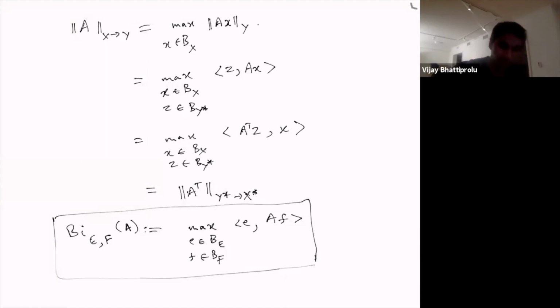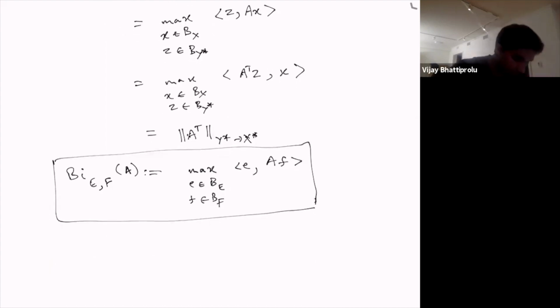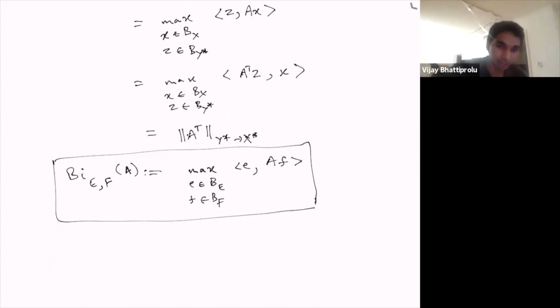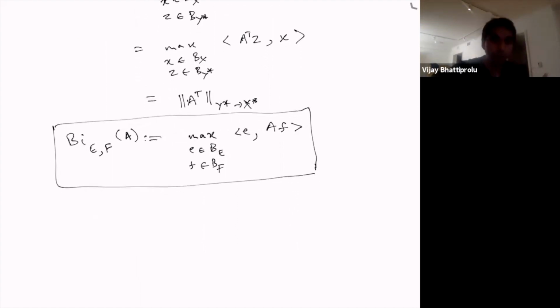This is mostly the definition we'll work with. It's easy to check that this bilinear maximization, for any choice of norms E and F, is a norm on the space of matrices A. It satisfies the triangle inequality, homogeneity, etc. Therefore, we can take a dual of this norm in the space of matrices, and it'll be convenient for us to understand what this dual is.